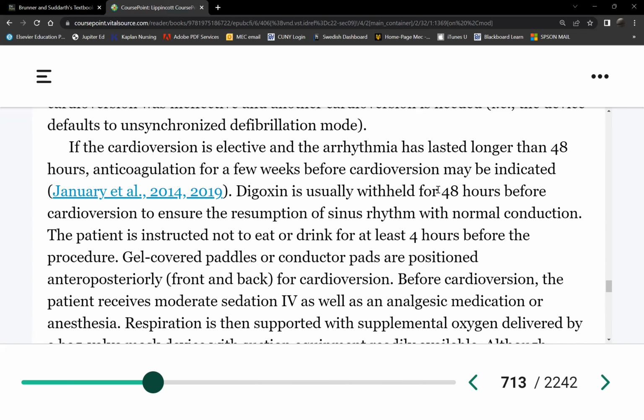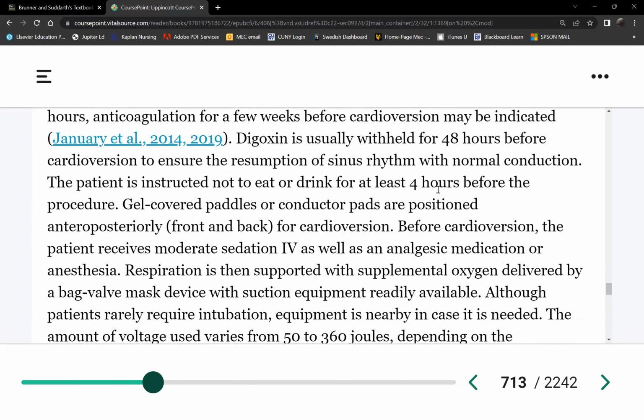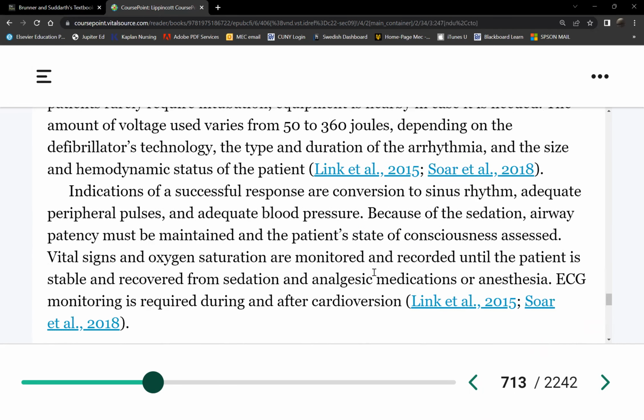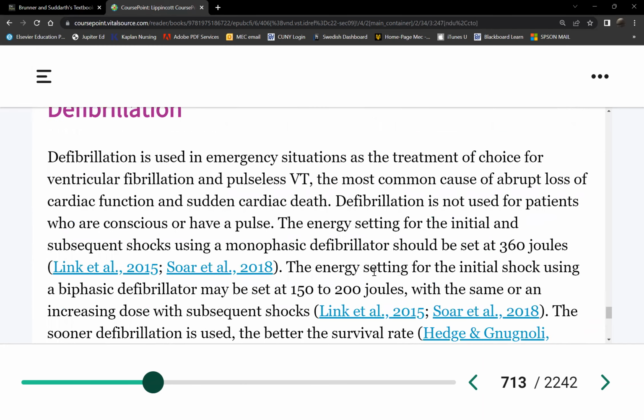Echo, okay, so TEE would be best. A transesophageal echo would give us the best picture. And then once we confirm, then we can do cardioversion. If the patient's gonna be scheduled, can we put them on anticoagulants? Yes. So they're all described here, all right? I won't read the whole thing for you.